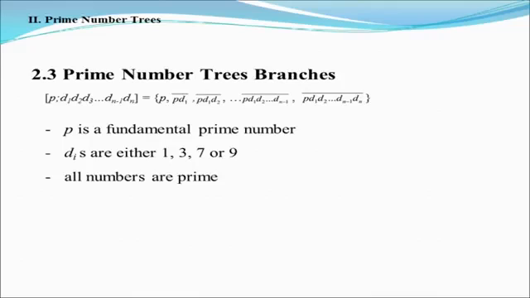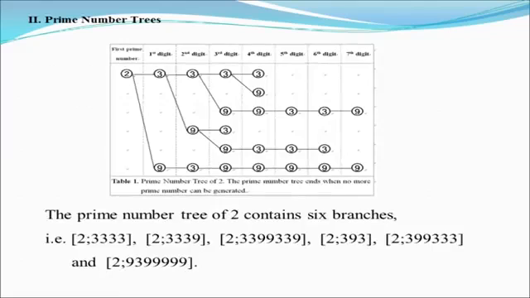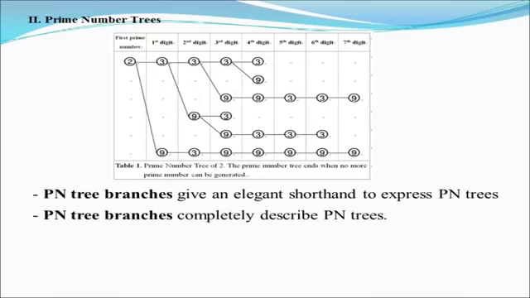Branches is a term that we use to describe the length of our PN trees. We define a PN tree branch with square brackets starting with the fundamental prime number, P, separated by a semicolon, and then followed by digits D1 to Dn. It is a short form of writing the PNs, which we apply to this PN tree of 2. For example, the PN tree of 2 has 6 branches, and the PN tree branches give an elegant shorthand of the prime numbers in the PN trees, fully describing them and summarizing them effectively.